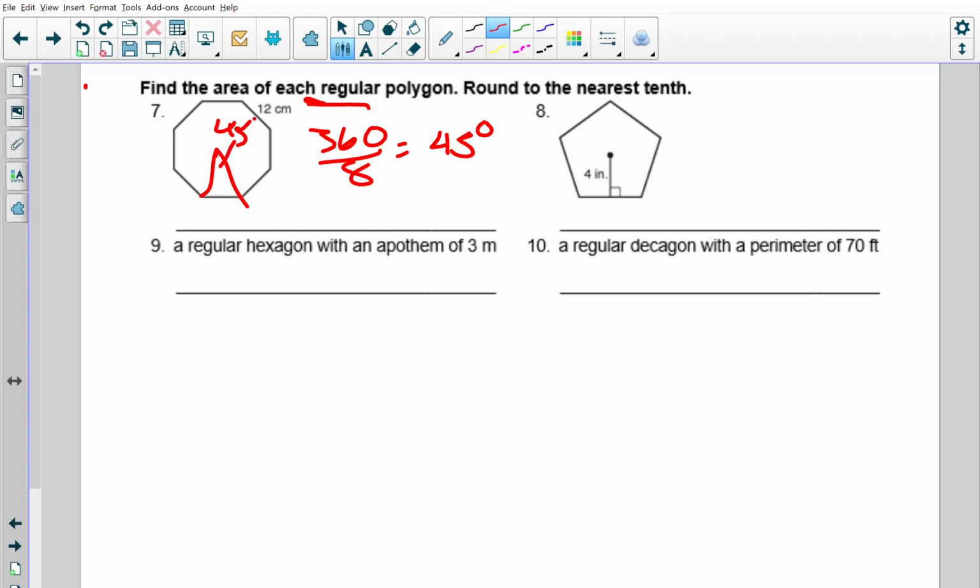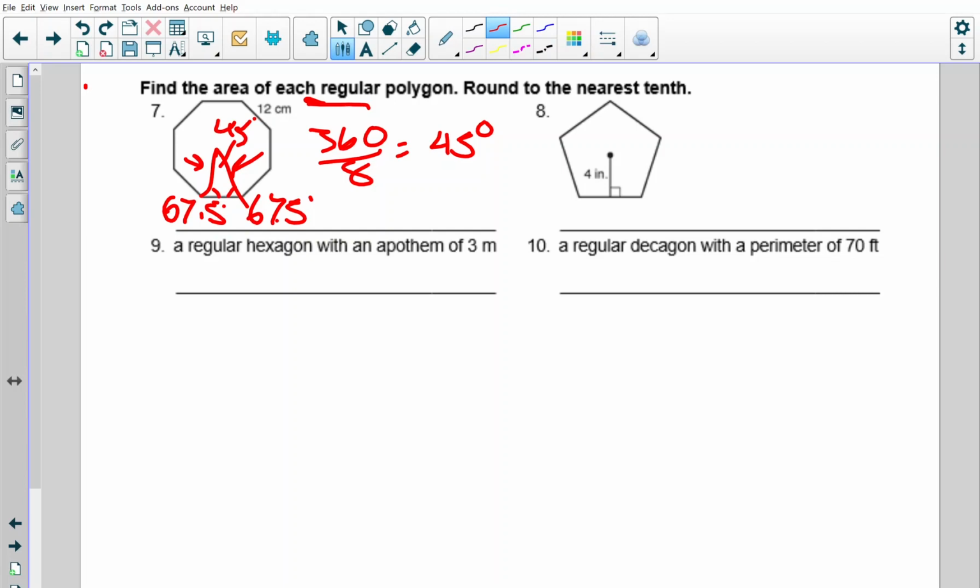Well, if that's true, the triangle sum theorem tells me the other two have to add up to 135, because 135 plus 45 is 180. So, and these distances have to be congruent, so it's isosceles. So each of these is 67.5 degrees. That'll come in handy here in a second.